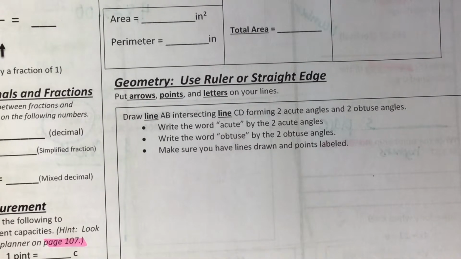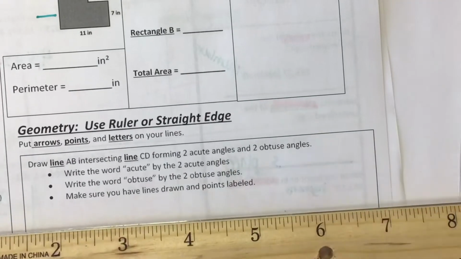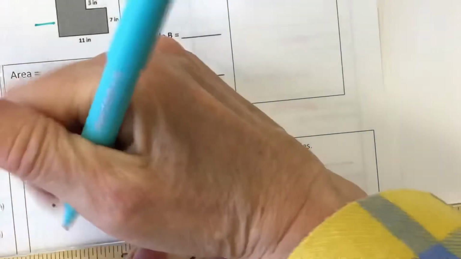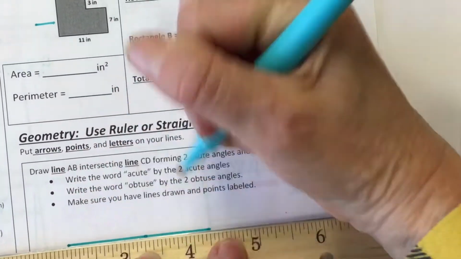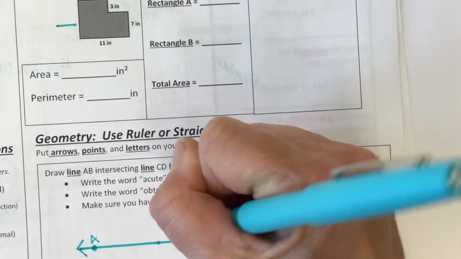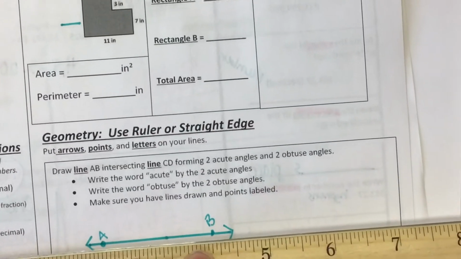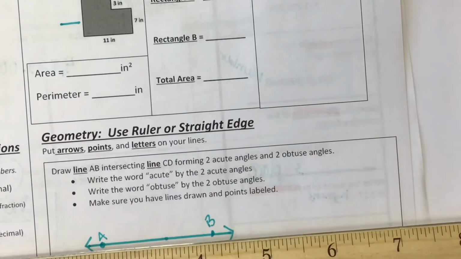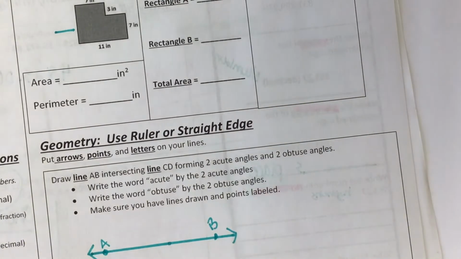Okay, so the first thing says line AB. Well, that is pretty easy to draw, okay? So I'm just going to take my ruler and draw my straight line. Now, some of you are claiming that you're using a ruler, but it does not look like you're using a ruler. You need to use a little bit of strength and hold that down so it doesn't move around on you. Then it says intersecting.